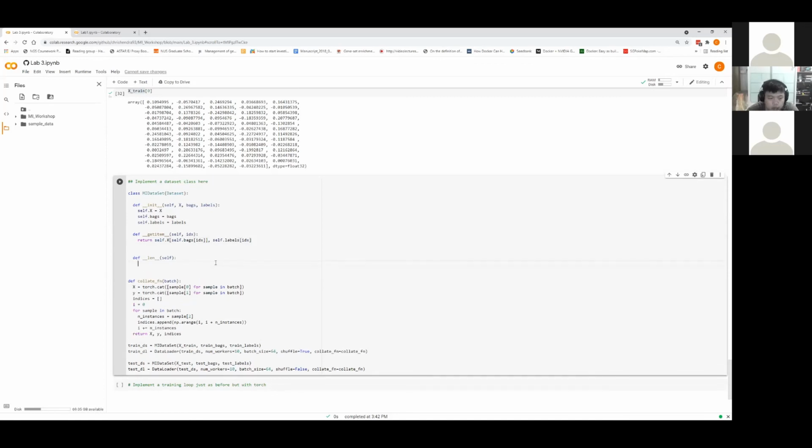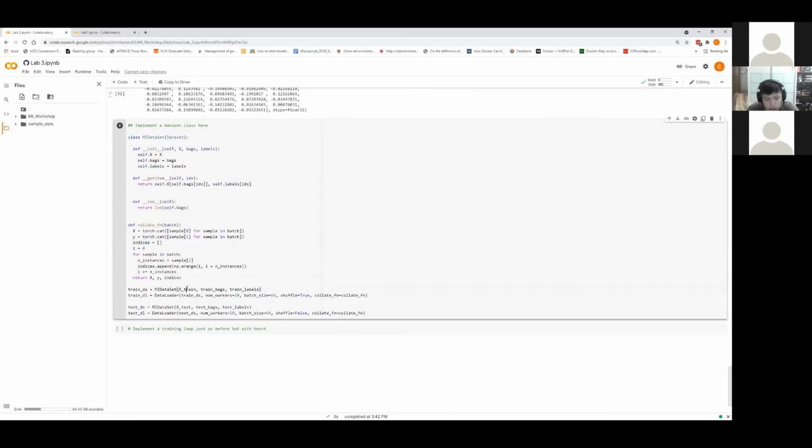Lastly, we need to define the length of the dataset, which means how many items there are in this dataset. Because this dataset outputs bags of instances, this length should be equal to the number of bags inside. So return len of self.x. Then once we have this dataset, we can define a training dataset and a test dataset by passing the required arguments. So for the dataset, we need the xtrain argument, the train bags argument, and the train labels argument. And this will output what we want.